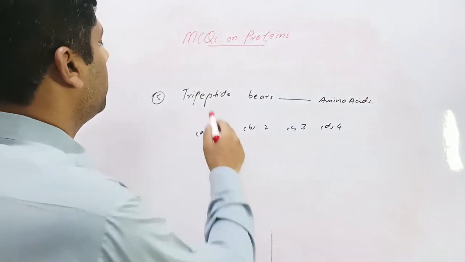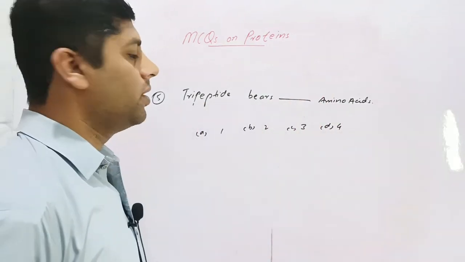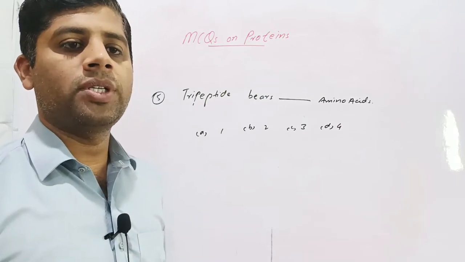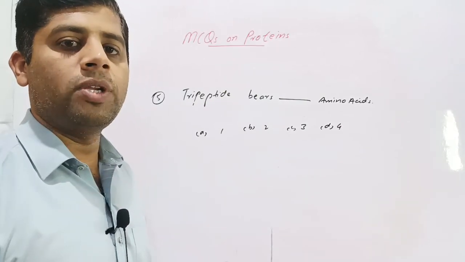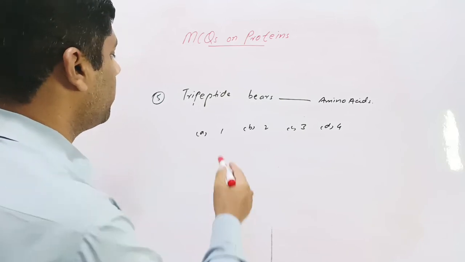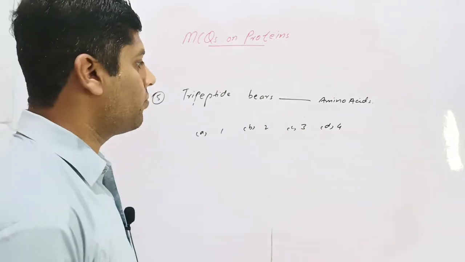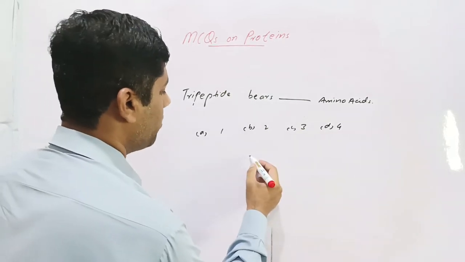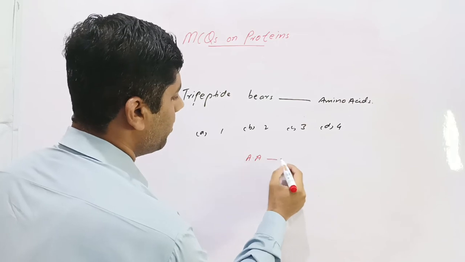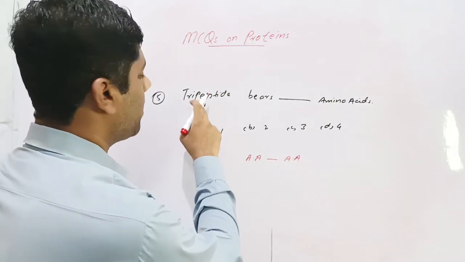Next question: a tripeptide bears dash amino acids. This is the most confusing question for students: how many amino acids and how many bonds are present in a tripeptide or polypeptide. Given options are 1, 2, 3 and 4. To solve this question you have to draw a rough sketch of an amino acid, where one amino acid binds to another amino acid by a peptide bond, and we have three peptides.